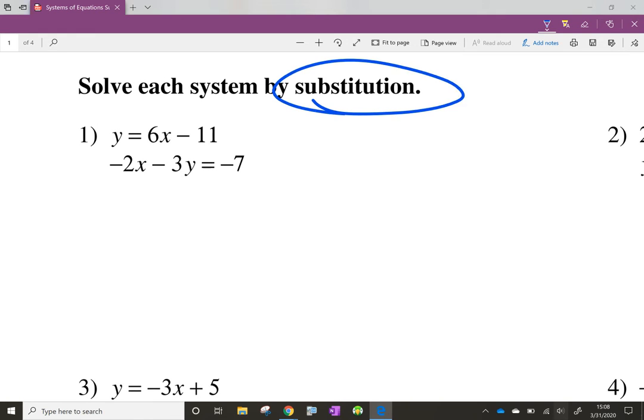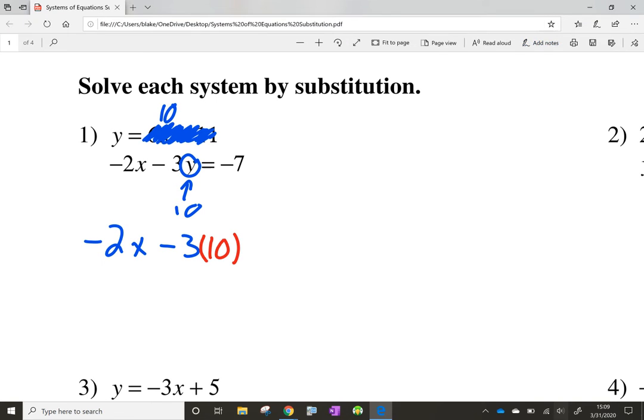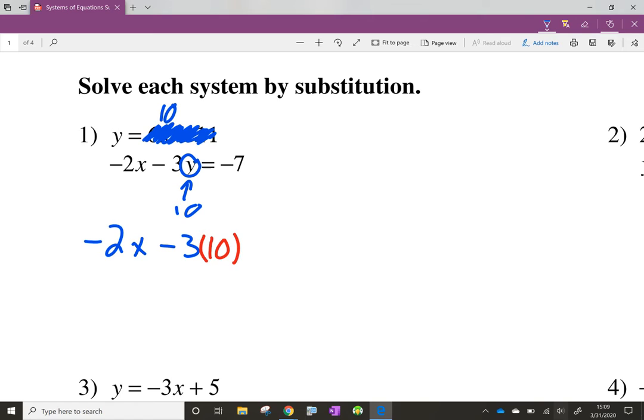Substitution is essentially like replacing or plugging in. Now, for example, if we said that y equaled, rather than 6x minus 11, if it was simply y equals 10, you know what to do already. You would just simply plug the 10 in here, right? You would have an equation that says negative 2x minus 3 times 10, equal to negative 7, right? And you just multiply, work it all out. That's substitution in itself right there. You just plug it in.